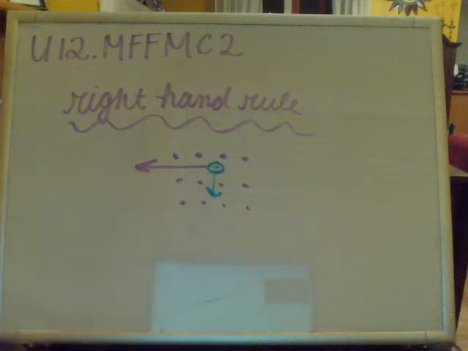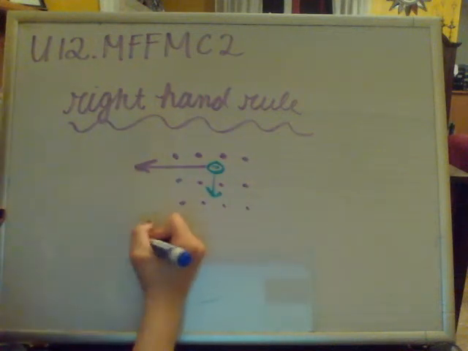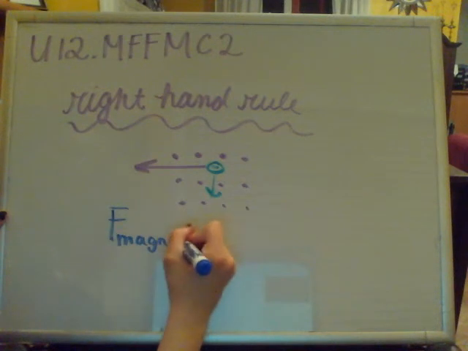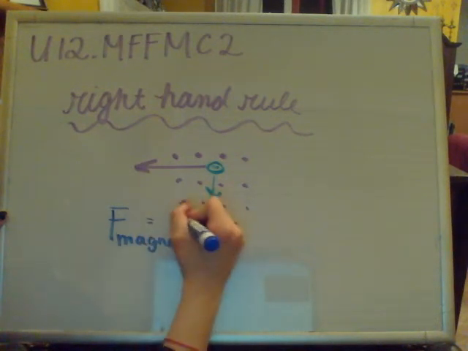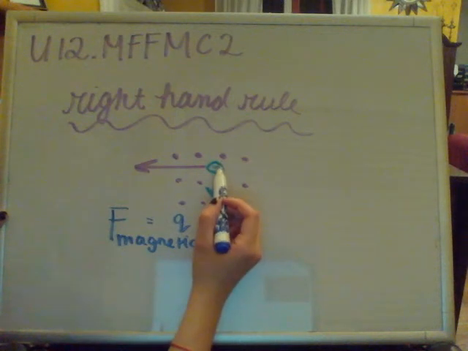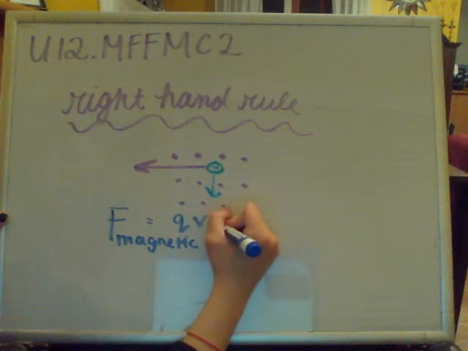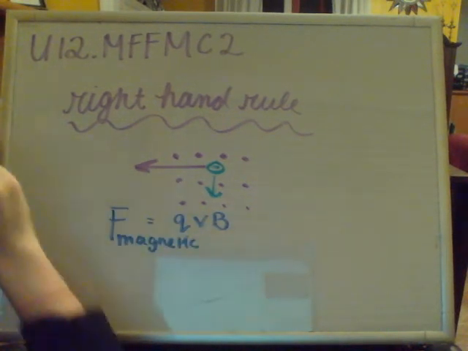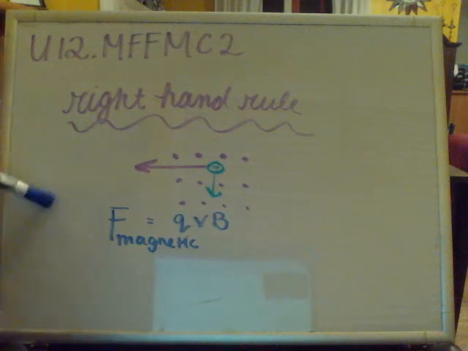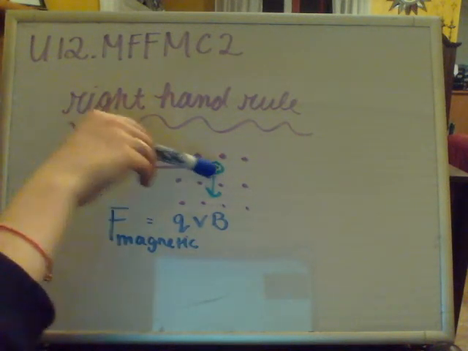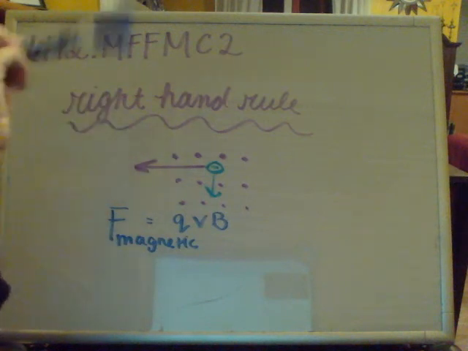This actually derives from the equation: magnetic force equals Q, which is the charge, so it always matters if it's an electron or a proton, times the velocity times the magnetic field. That is how you can use the right hand rule to determine in which direction the force is acting upon our particle in the magnetic field, which is going to be either a proton or an electron.